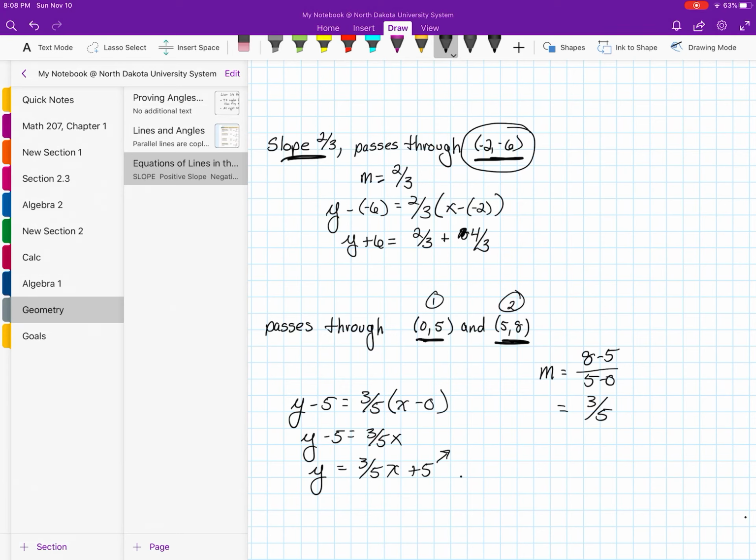So my y-intercept is at 0, 5, and that's my slope. And that's all there is to that.